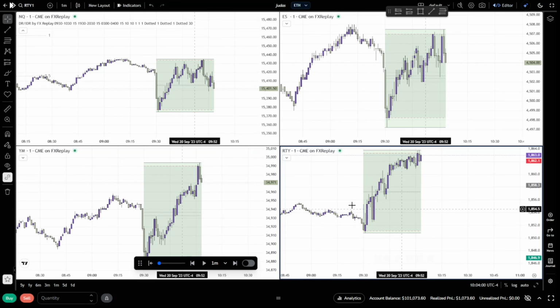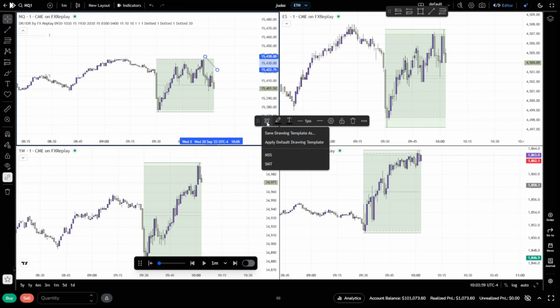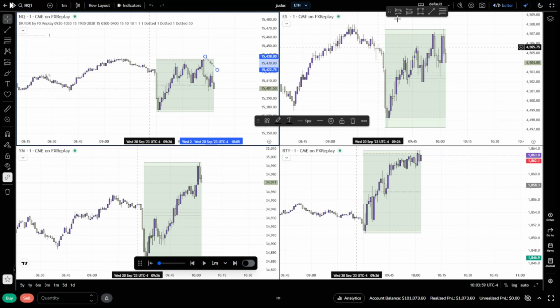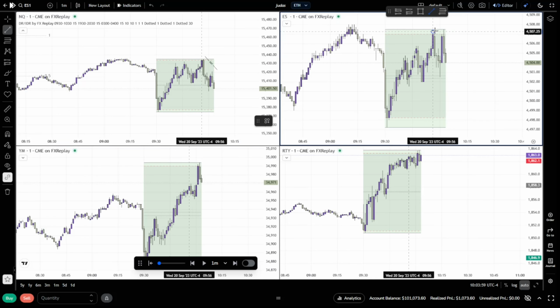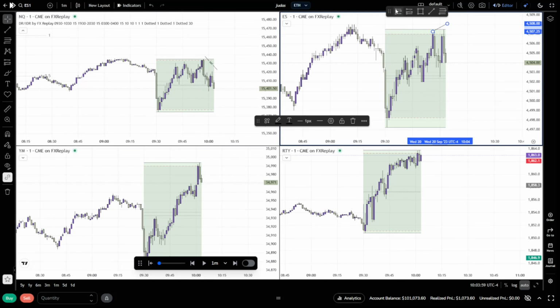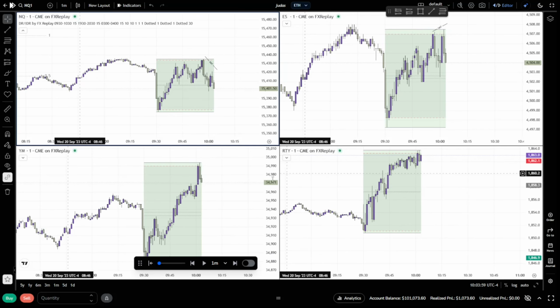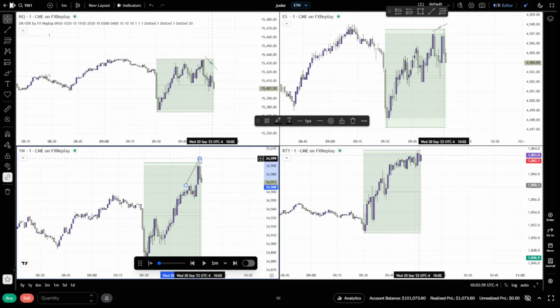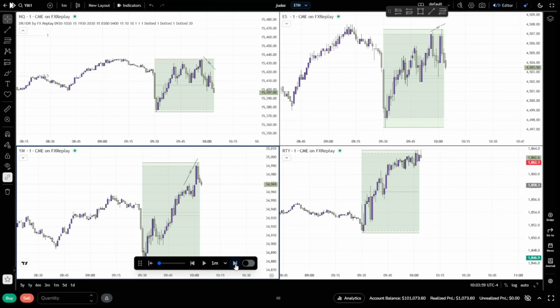Don't know if you noticed, but Nasdaq here went lower, while every other index from that point went higher. So that is SMT. And we're gonna fast forward.